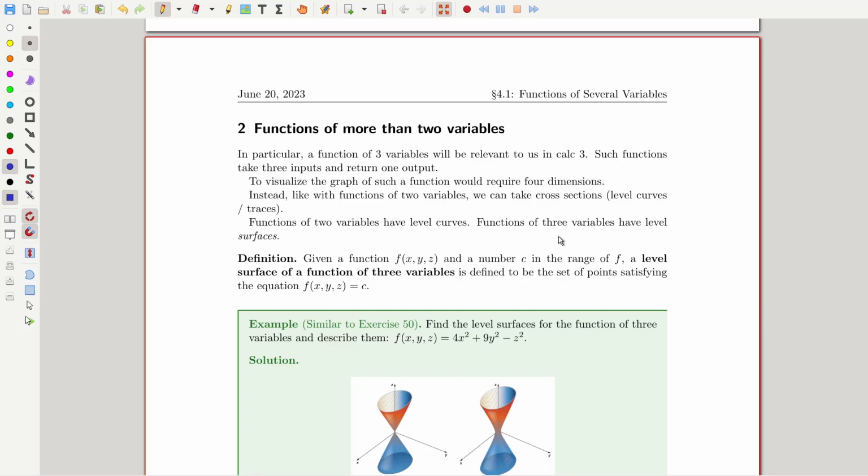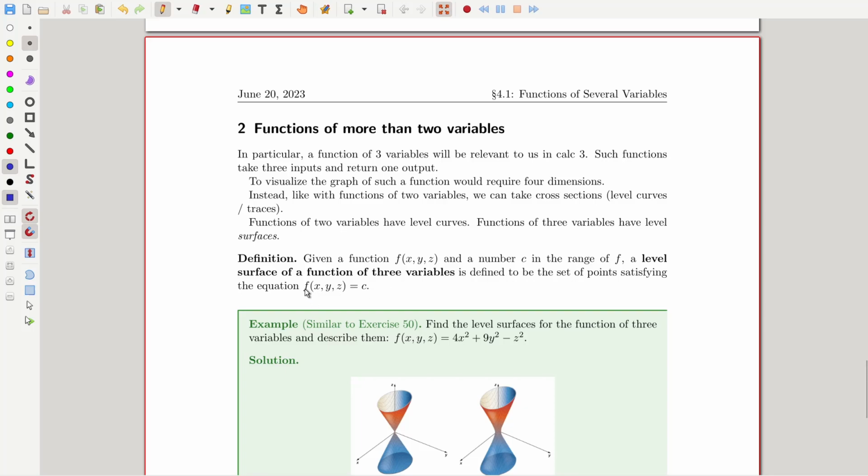But that object is a 3-dimensional object living in 4-dimensional space. Because the inputs can vary in 3 dimensions, that geometric object, which you can't really visualize, is a 3-dimensional object living in 4-dimensional space. When you take the cross section of it, that brings you down a dimension, to a 2-dimensional object living in a 3-dimensional space, aka it is a surface. And so we end up with the notion of a level surface for a function of 3 variables.